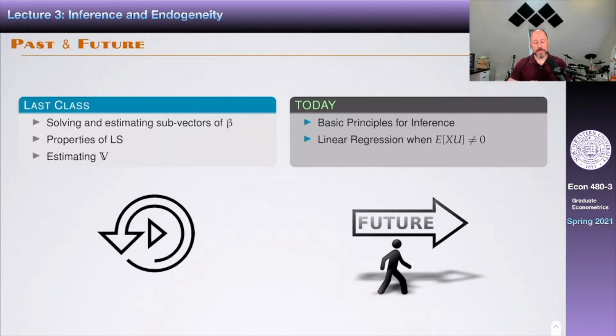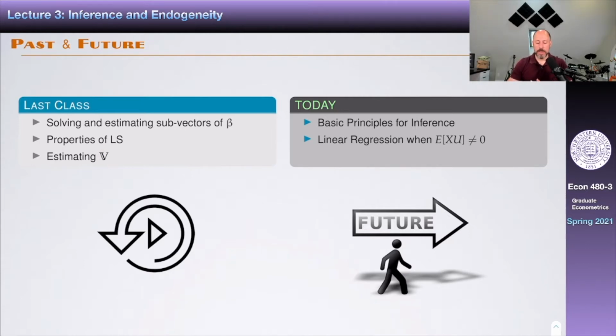So last class we continued talking about regression and least squares, and we focused on solving for subvectors of beta and estimating those subvectors, and then we discussed the properties of least squares. In particular, we talked about unbiasedness, the Gauss-Markov theorem, consistency, and asymptotic normality. And when we went over asymptotic normality, we saw that the limit variance was this thing that we call B. Then we talked about how to estimate this B.